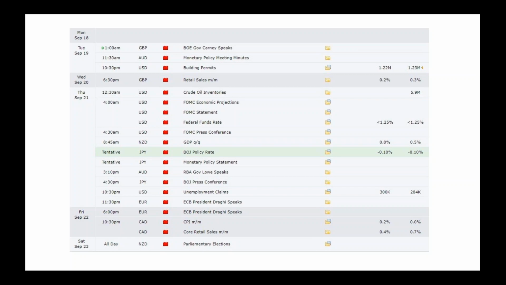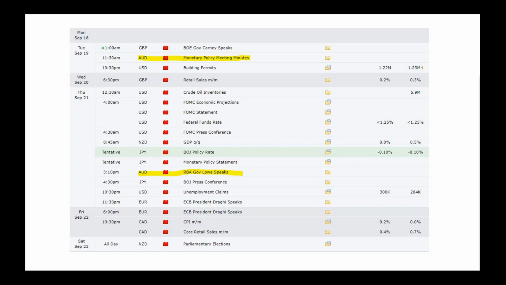Now, if we project to the week that has literally started already, on our agenda, let me go through some of the highlights and things to look out for. We have locally in Australia tomorrow at 11:30 the monetary policy meeting minutes. So let's see if there's anything there.